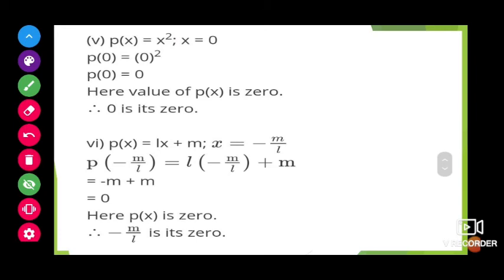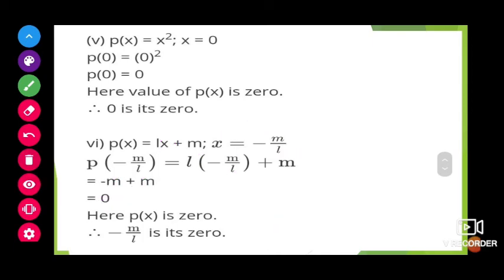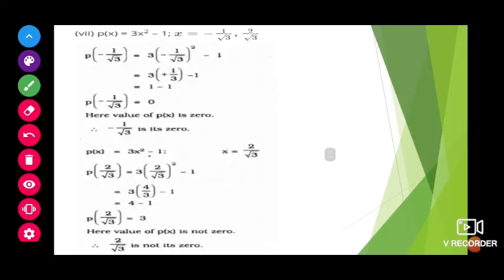Next one, p of x equals lx plus m, where we have to place x equals minus m by l. So in the place of l, as it is, and in the place of x we place minus m by l, plus m as it is. Now here l will get cancelled. So the remaining minus m plus m will get cancelled, giving 0. Yes, here p of x is 0, so it is a zero of that polynomial.